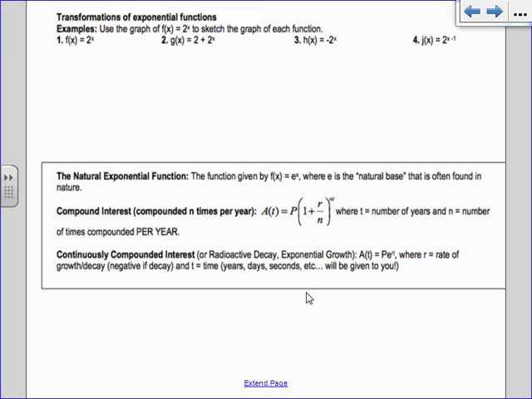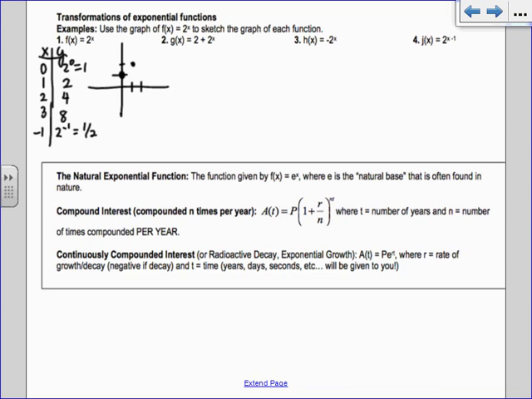All right, so number 1. It says, use the graph of f of x equals 2 to the x to sketch the graph of each function. So let's start out with 2 to the x. If I'm finding 2 to the x, I could do a little t-table if I want to. I could plug in like 0, 1, 2, 3. So 2 to the 0 is 1, 2 to the 1 is 2, 2 squared is 4, 2 cubed is 8. What about 2 to the -1? What is that? 1 over 2, right?